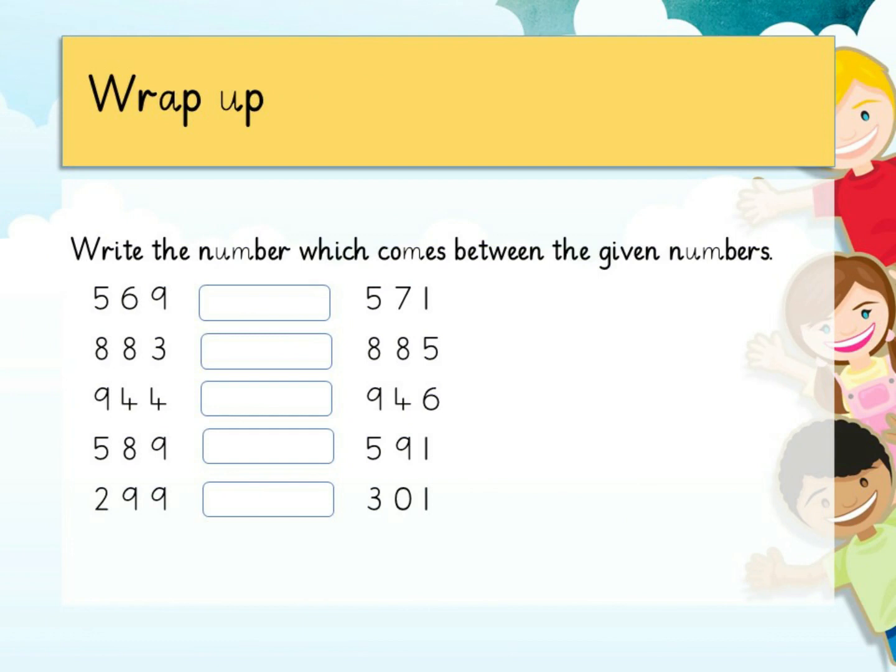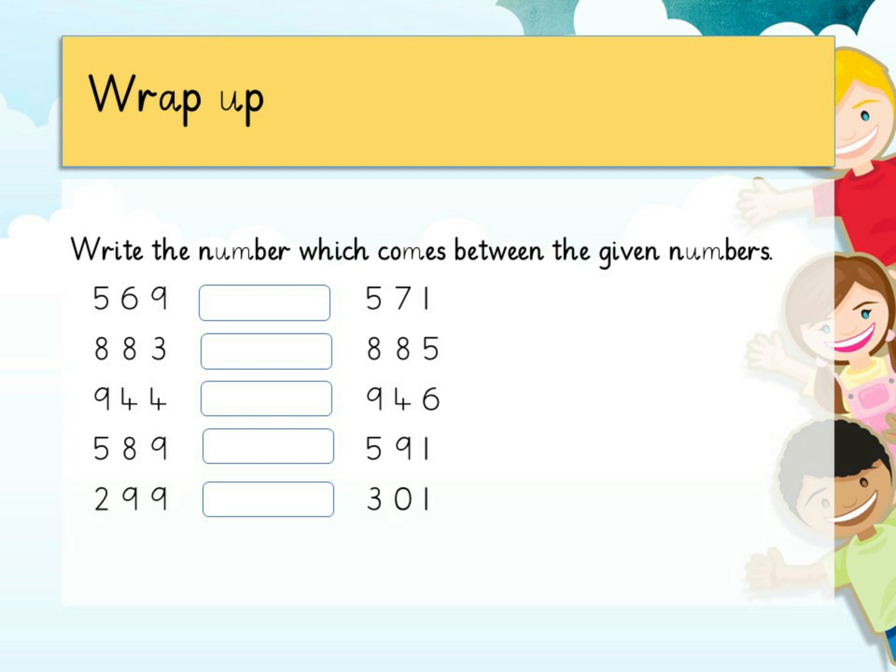Let's discuss another question taken from page number 23 of the textbook. There are a few parts given from question number 4. What number comes between the given numbers? 569 and 571. Look at the given numbers carefully where the place values are being changed. At hundreds place? No. At unit and tens place? Yes. 69 is turning to be 71. So, what comes in between? Yes, 570.